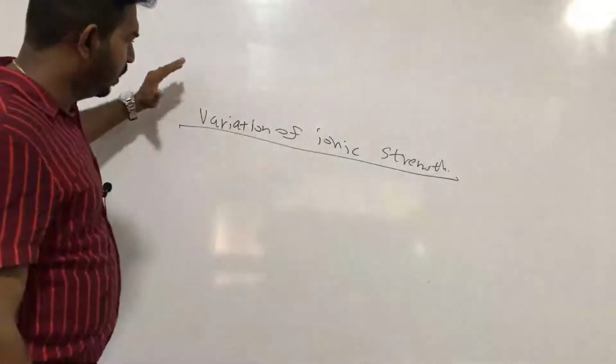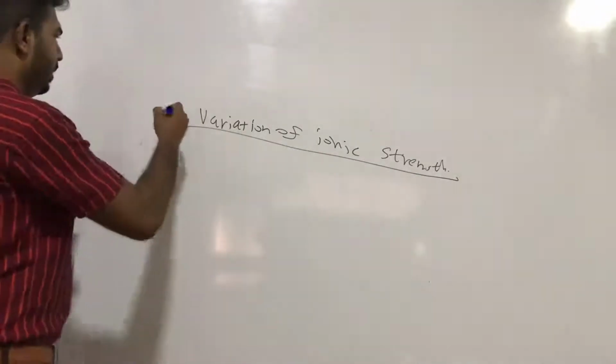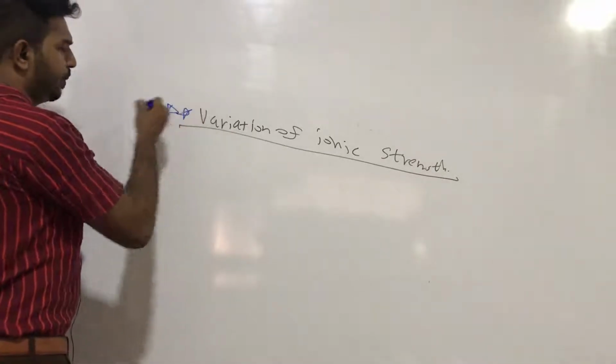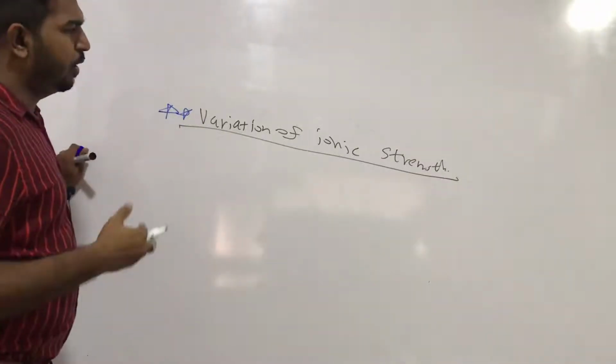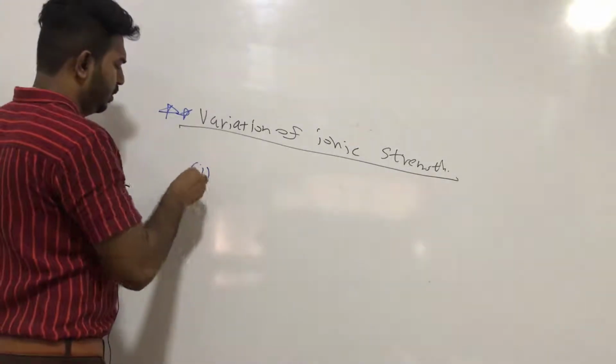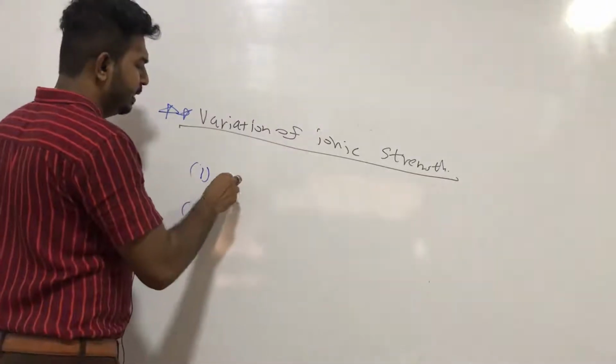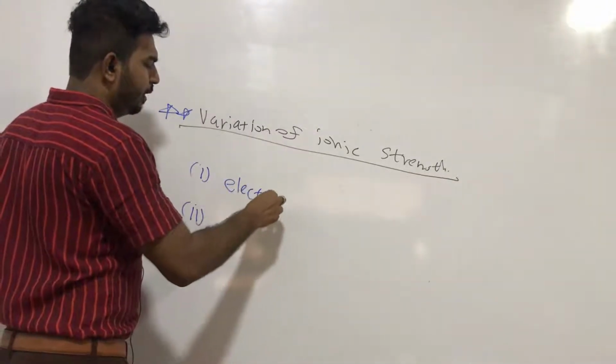So today, please keep your attention for this part. This is a very important part. When we consider ionic strength, today we need two methods. The first one is electronegativity difference.